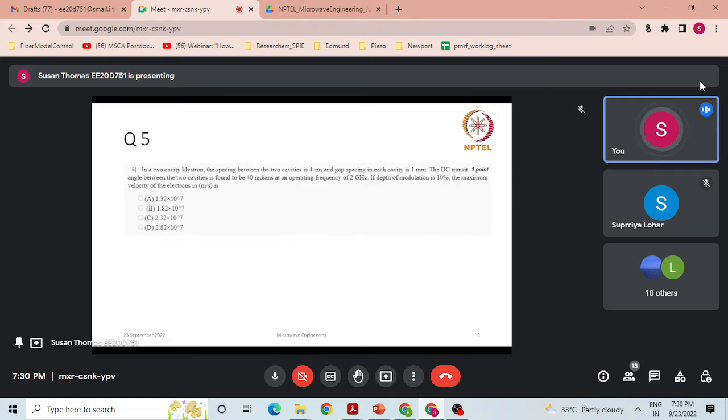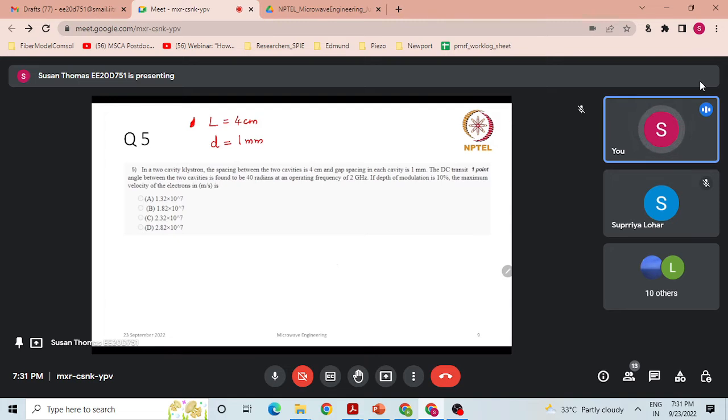Okay, so the next question is again on a 2-cavity klystron and numerical. In a 2-cavity klystron, the spacing between the two cavities is given. That means L, denoted by L, is 4 centimeters, and the gap spacing in each cavity, denoted by the letter d, is 1 millimeter.